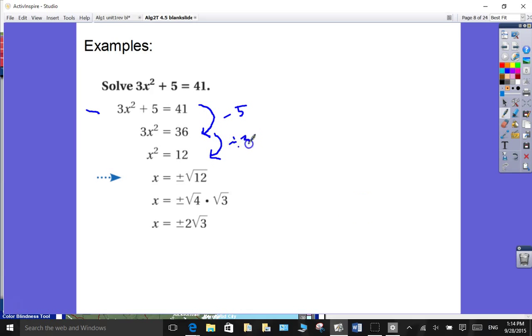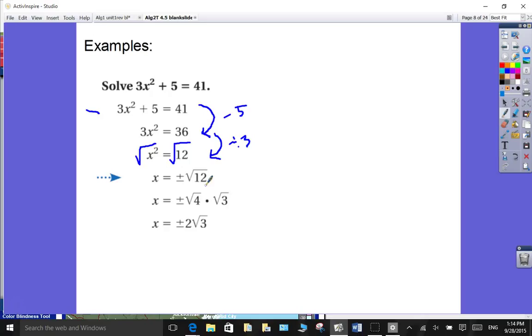What do they do to go from here to here? Divide by 3. Okay, once you've isolated, take the square root of both sides. If I take the square root of x squared, I get x. If I take the square root of 12, I have to write plus or minus.